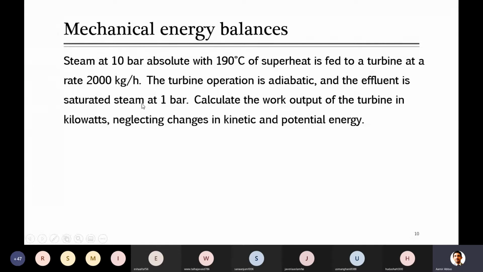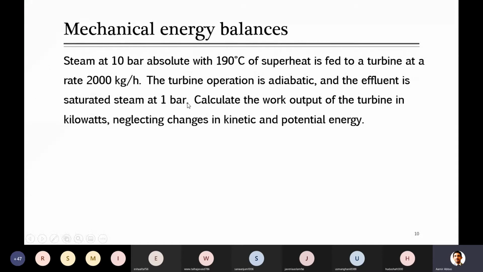It is superheated steam. You just studied that at 10 bar the steam temperature was something like 180 degrees C. So here it is 190 degrees C, which means it is superheated, 180 and above, up to 190. After it leaves, its pressure as well as temperature will be reduced. So as you said, the effluent is saturated steam at 1 bar. So what will be the temperature of this steam? Can you tell me?